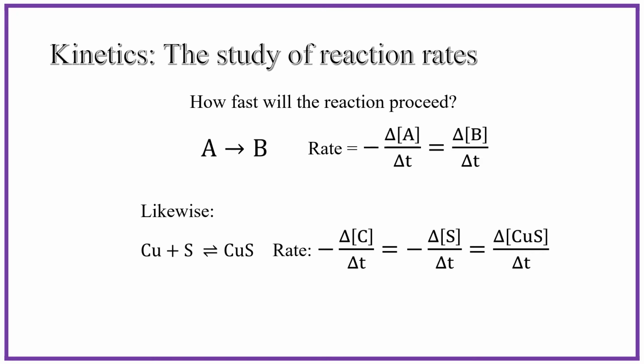Because there is one-to-one stoichiometry between the reactants and products, the rate of decomposition of reactants will be equal to the rate of formation of the products. To see this concept in a more practical light, let's look at the formation of copper sulfide from copper and sulfur. Because the stoichiometric coefficients are equal, the rate of decomposition of the reactants and formation of products will be equal and opposite.